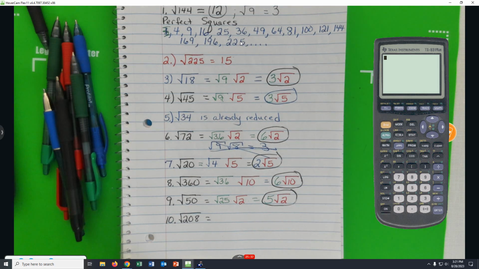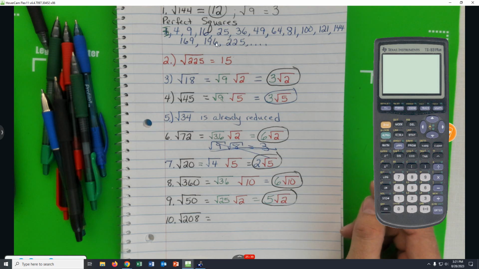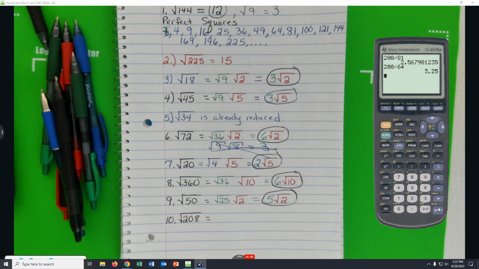I think we can tell clearly that 196 wouldn't go in evenly. 169 wouldn't. 144, no. Let's see. 208 divided by 121. I'm just going through in my head. So 81, no. 208 divided by 64. No. 208 divided by 49.